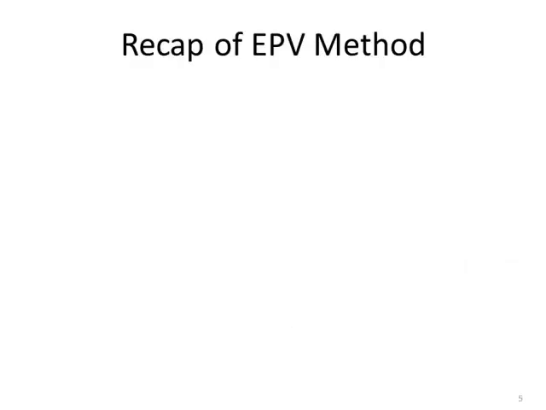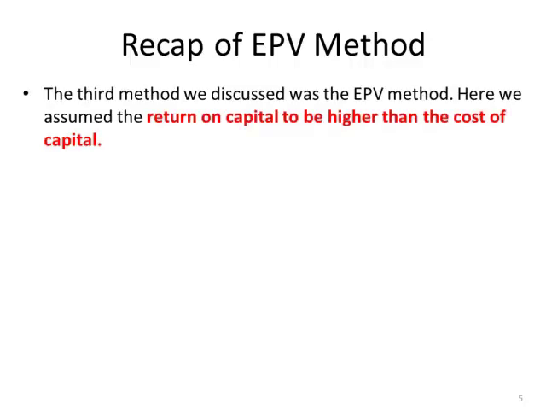Recap of EPV method. So the third valuation method we discussed was the EPV, or earnings power value method. And the main assumption that we make in this situation is that the return on capital is higher than the cost of capital. So in the previous two asset-based valuation methods, we had one situation where the return on capital was less than the cost of capital, another when they were both the same, and in this case we have the return on capital is higher than the cost of capital.